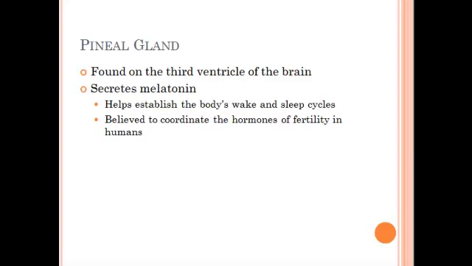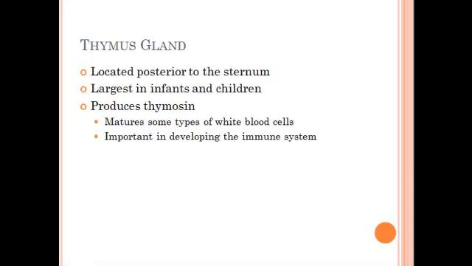We also have the thymus gland. It's posterior to the sternum. It's the largest in infants and children, and then it starts to decrease over time. We'll talk about this later when we talk about the immune system, but there are types of white blood cells that develop in the thymus gland. We call those T cells to stand for the thymus gland, and they're dealing with the immune system and fighting off infections and things like that.